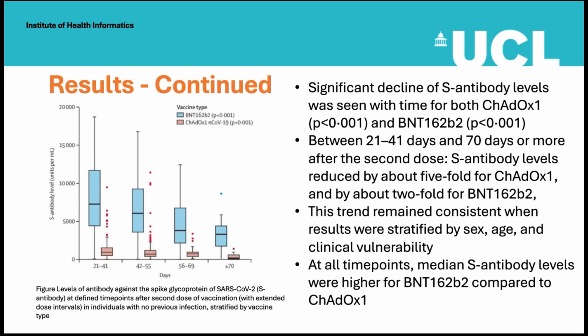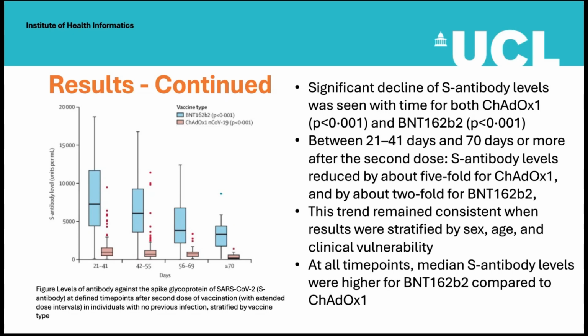So the waning for the Pfizer vaccine was about half. Your antibody levels dropped by about half at approximately 70 days since you've completed your course, whereas for the ChAdOx, the Oxford AstraZeneca vaccine, this dropped by 5-fold. So the drop was also much more substantial for people who'd received a primary course of the AstraZeneca vaccine.